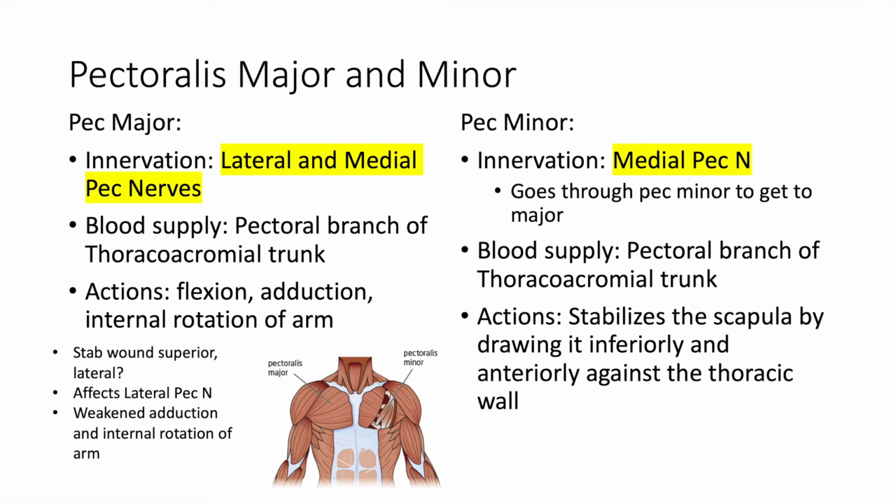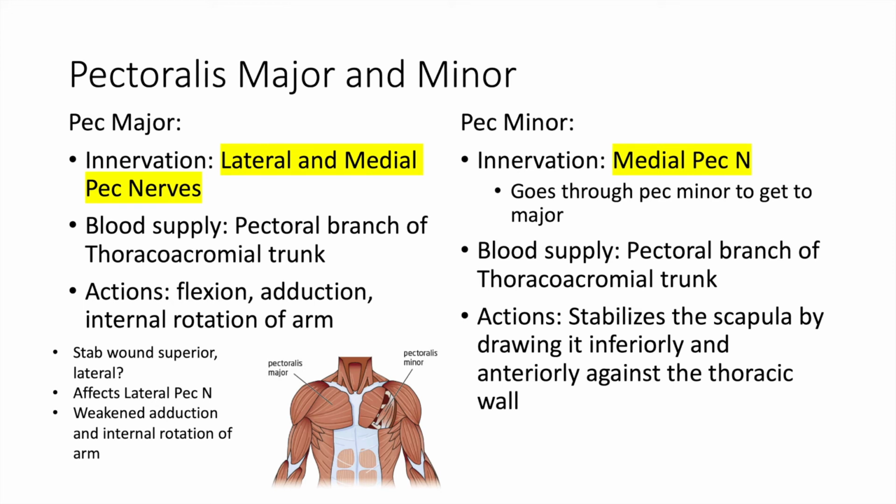The blood supply for both of these is the pectoral branch of the thoracoacromial trunk. So the actions of pec major are flexion, adduction, and internal rotation of the arm. So I sort of think of a bodybuilder. They flex their arms and they bring them together, adduct, and then internally rotate because they're trying to look great for the competitions. So anyways, that's how I remember the actions for pec major.